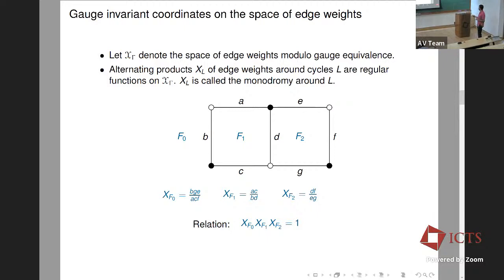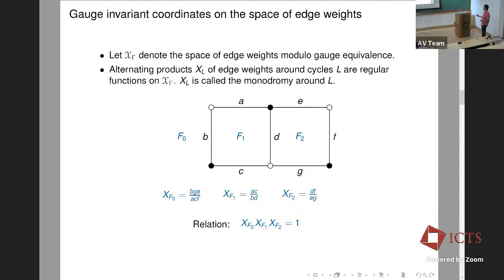Oh, it doesn't matter where you start, right? Like if I started here instead, I would have 1 over B times C times 1 over D times A. No, it has to start with the black. Or another way to say this is, say we orient all the edges from black to white, and then we go around any loop. If it's consistent with the orientation, it's in the numerator. Otherwise, it's in the denominator. So this function, which takes a weight and outputs this number, which is the alternating product, is called the monodromy around that cycle.